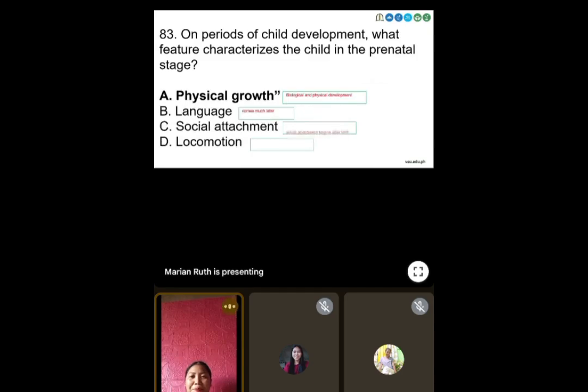So why are B, C, and D not the correct answer? It's because language comes much later. C, social attachment, is not also the correct answer. It's because social attachment begins after birth. And locomotion, which is letter D, starts in infancy.